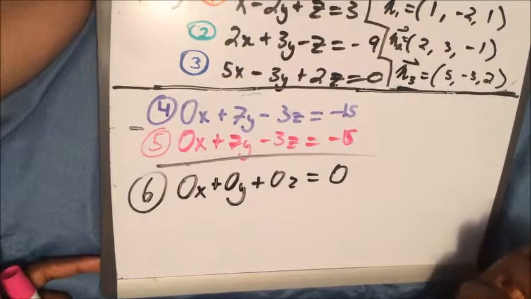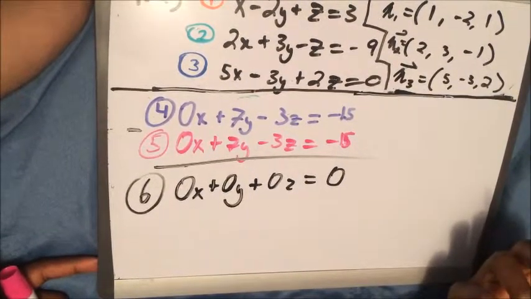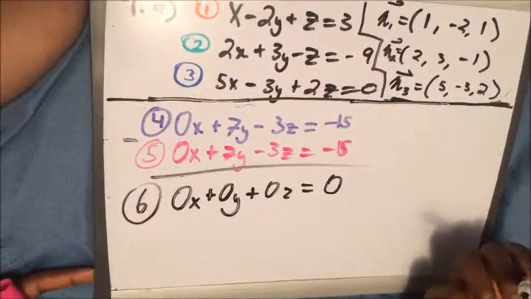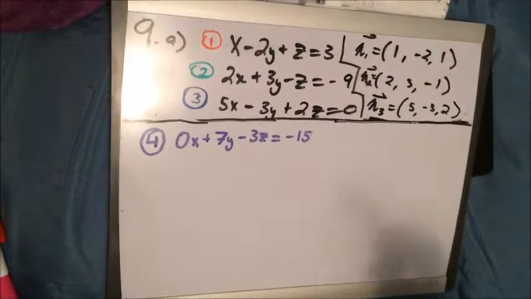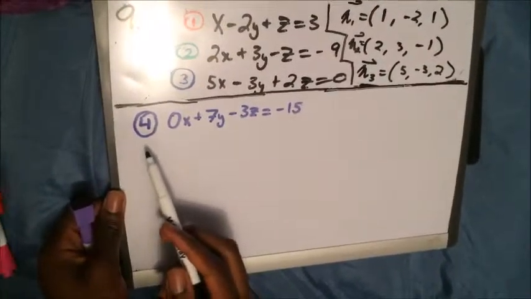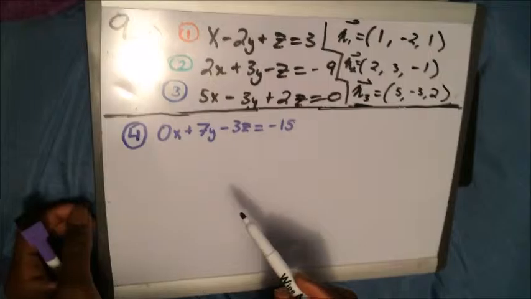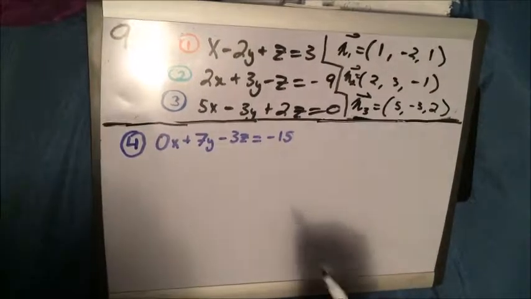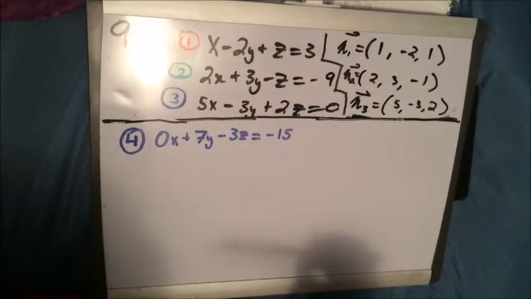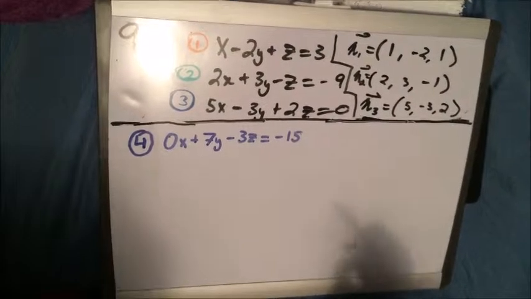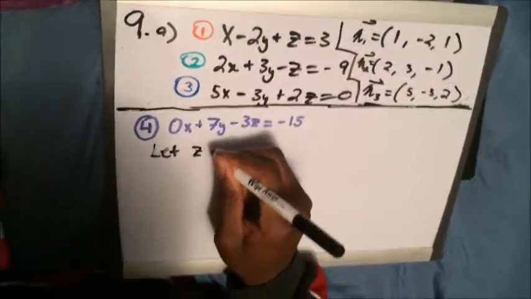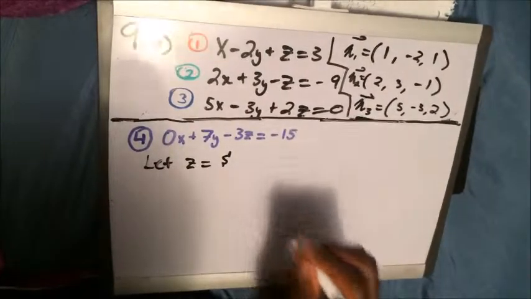So then this means that we have to introduce a parameter because the planes will intersect at a line. So now we know that the three planes intersect at a line, so we have to introduce a parameter. So what I'm going to do is take my fourth equation, if you remember, 0x plus 7y take away 3z equals negative 15, and I'm going to let z equal s, a parameter, because from our sixth equation, we know that 0x plus 0y plus 0z equals 0, so z can be anything. So I'm going to let z equal the parameter s.